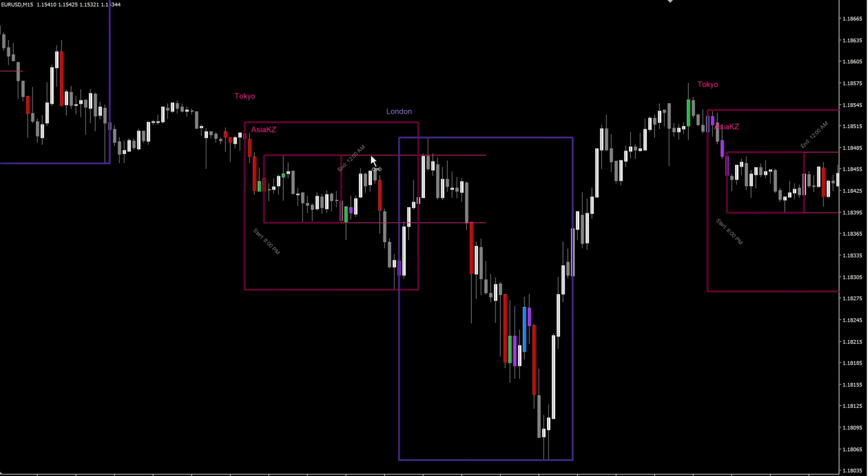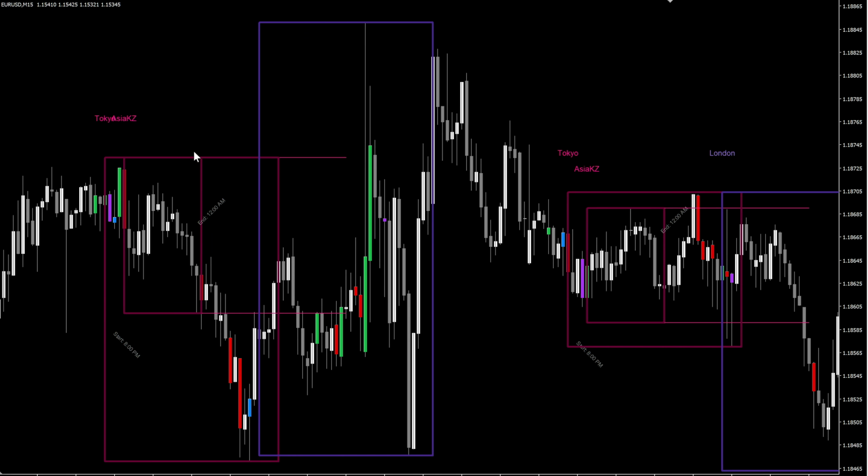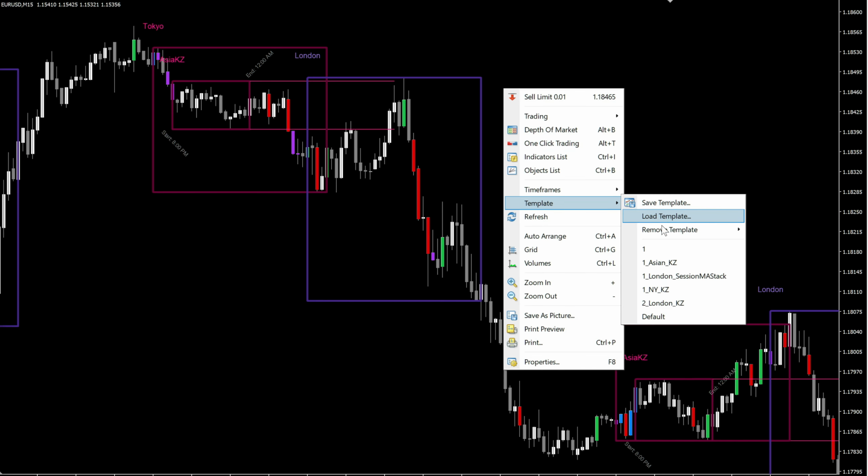But if your kill zone is much bigger, like your overall Tokyo session is quite big, your kill zone is much bigger, in that case, you might be able to place your stop loss much further so that you can get twice as much take profit. But let me show you how I like to trade the London session.